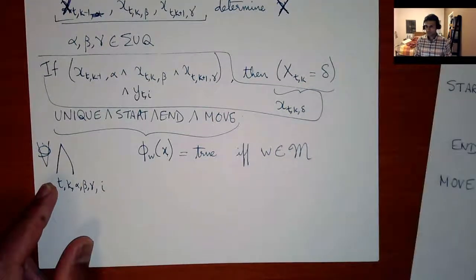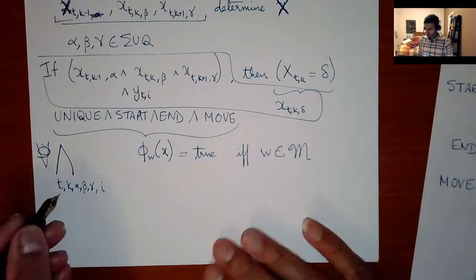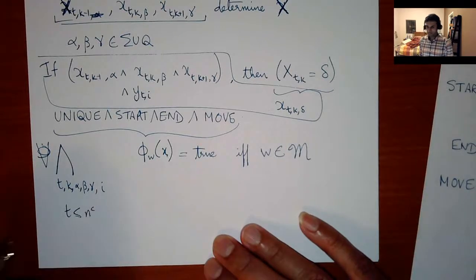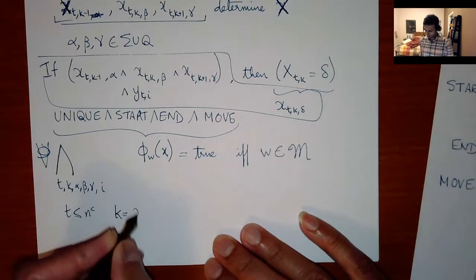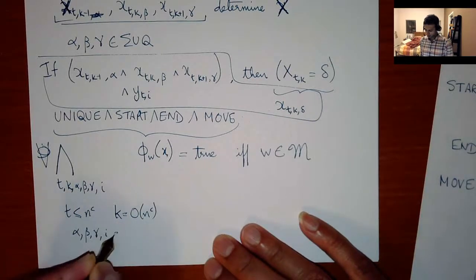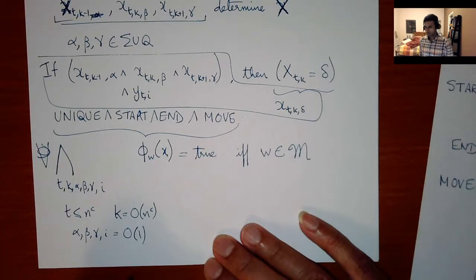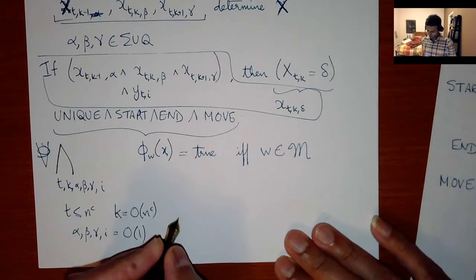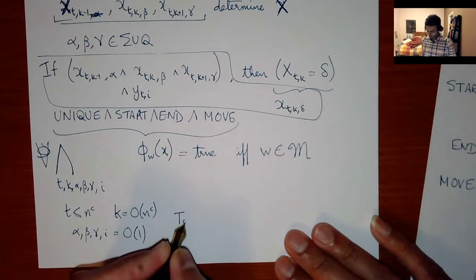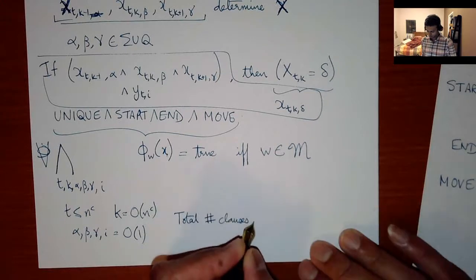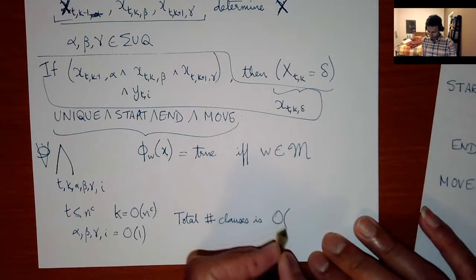Yeah, that one. Okay, so t is less than n to the c. K is O of n to the c. Alpha, beta, gamma, and i are all O of 1. So it's just the product of all of these. So the total number of clauses here is something like O of n to the 2c.